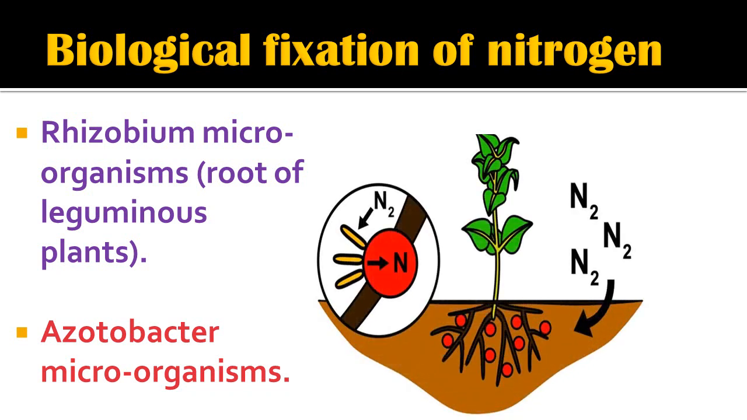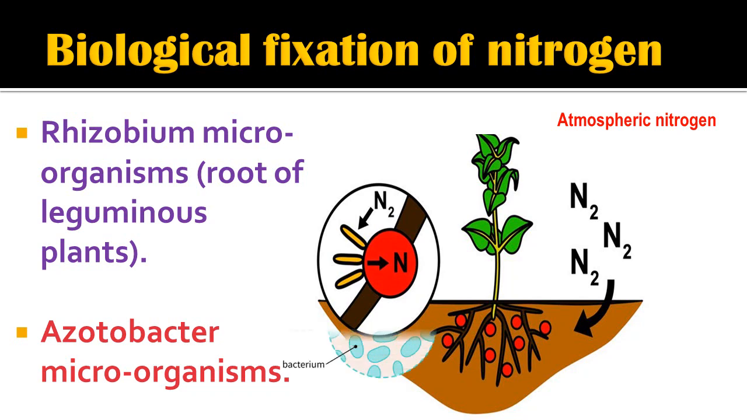Okay, now let's see biological fixation. Students, here you can observe one picture on the screen in which we can see the root nodule of a leguminous plant. These are the atmospheric nitrogen, like you can observe N2, N2, N2. So these are the atmospheric nitrogen, that means nitrogen which is there in gaseous form.